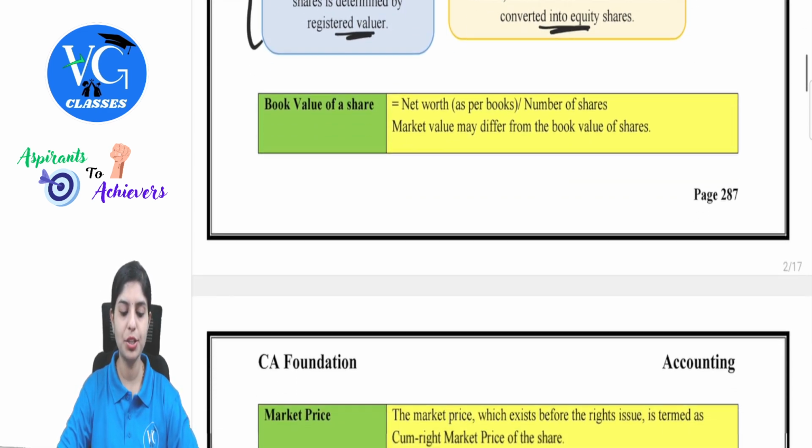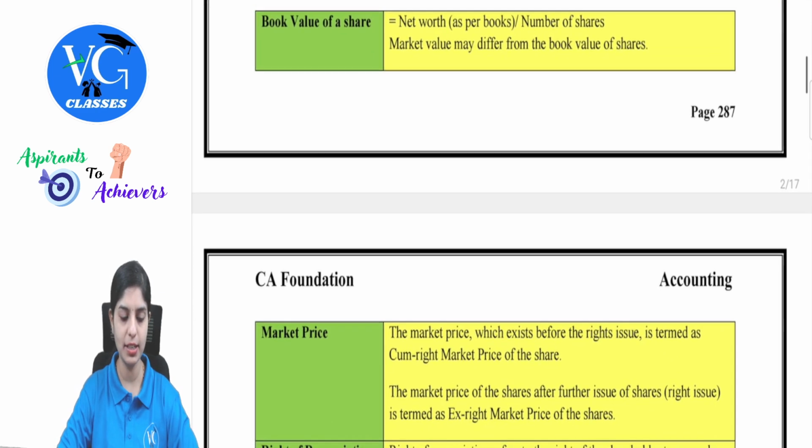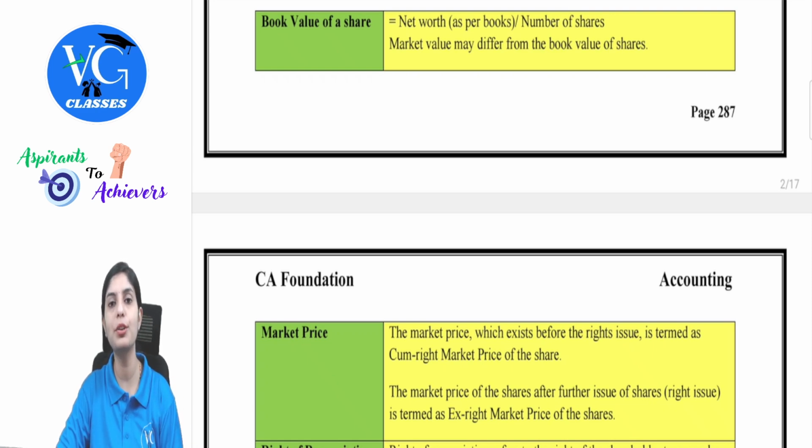So what are the calculations you come across in rights shares? First is to understand the book value of a share. How do we arrive at this? This is net worth as per books divided by number of shares. Net worth is nothing but your total assets minus outside liabilities.